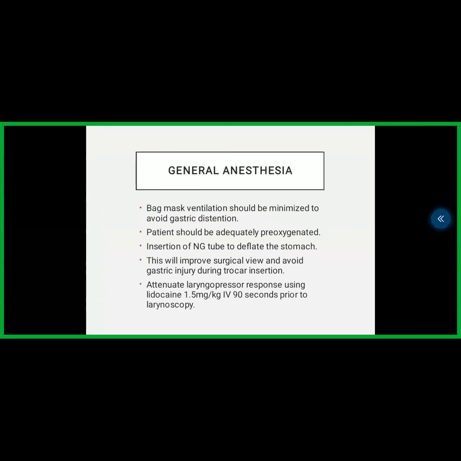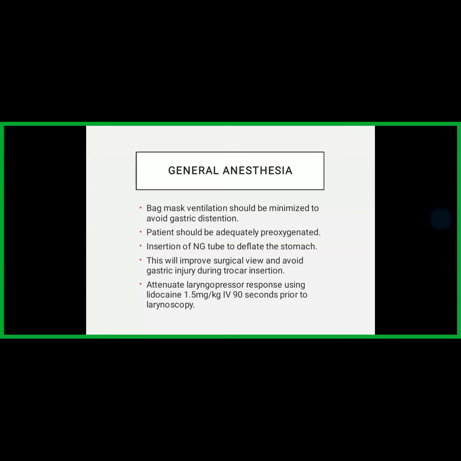Then general anesthesia is actually the anesthetic of choice. These surgeries are amenable to general anesthesia or regional, but general anesthesia is the preferred one because of what I explained earlier. During the general anesthesia, bag mask ventilation should be minimized. This is to avoid gastric distension and the risk of injury during tracheal insertion. This patient should be adequately pre-oxygenated. Then insertion of the NG tube should be done to deflate the stomach, as this will also improve surgical view and also avoid gastric injury during trocar insertion.